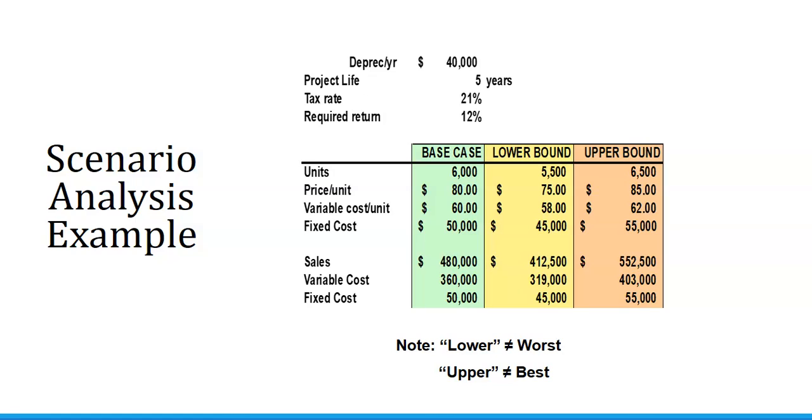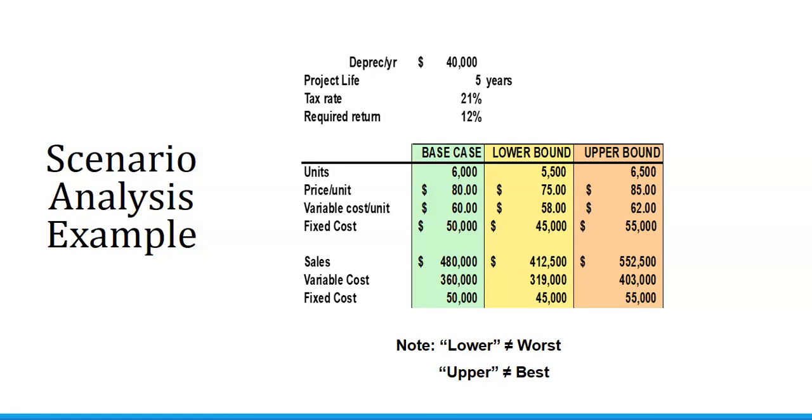So this is an example: our base case is that we believe we're going to sell 6,000 units. Our worst case is that we overprojected and we only sell 5,500 units. And the best situation is that we underestimated and we sell 6,500 units. And so we look at the difference between the different scenarios.